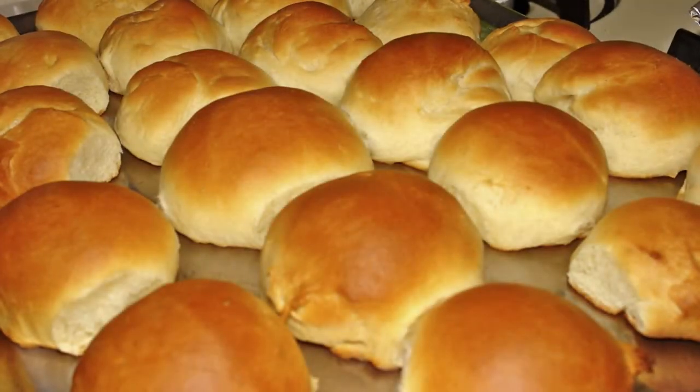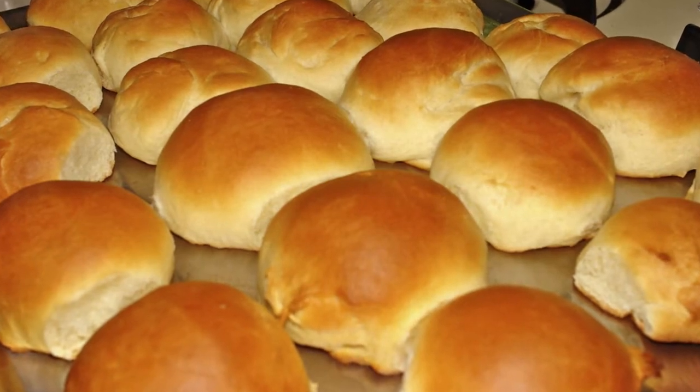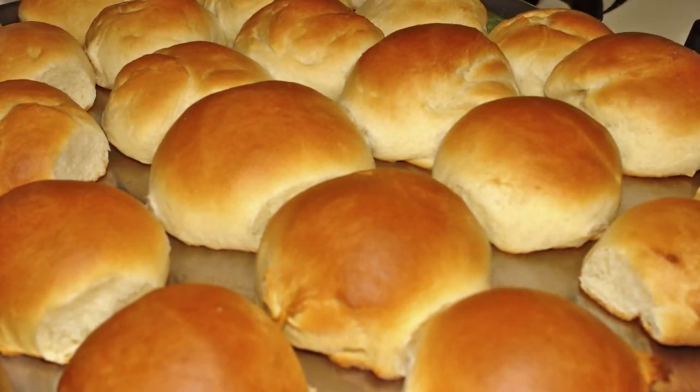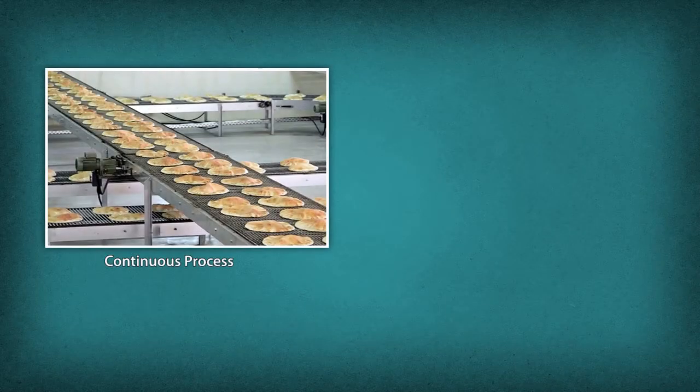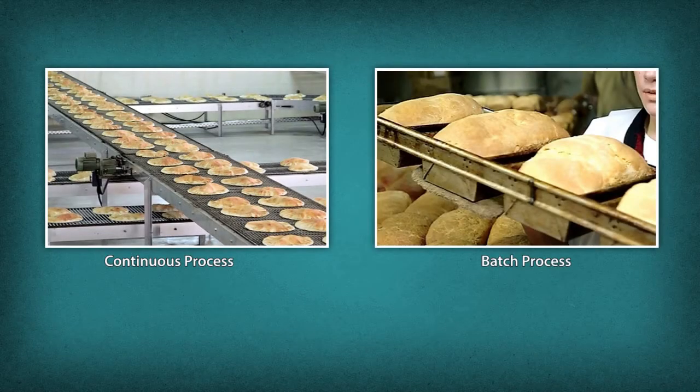Execution of baking process. In the baking industry, there are two ways to process baked products. They are continuous process and batch process. The following table explains these processes in detail.